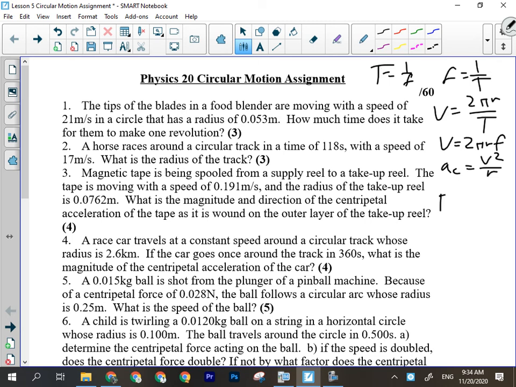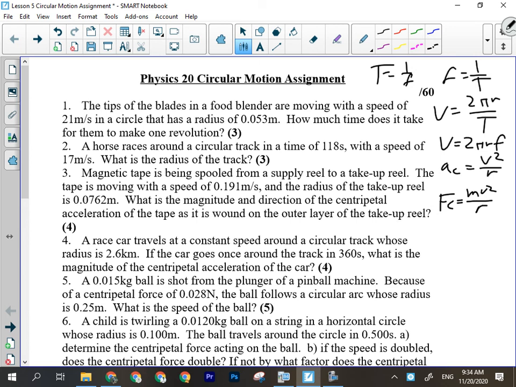So you could have some questions that are very simple to do with centripetal force, where it's just this formula. But you're also going to have some banked curves, some unbanked curves, maybe artificial gravity, as well as vertical circular motion.